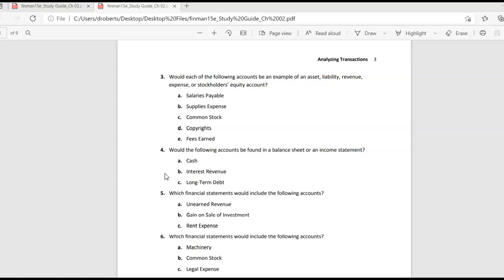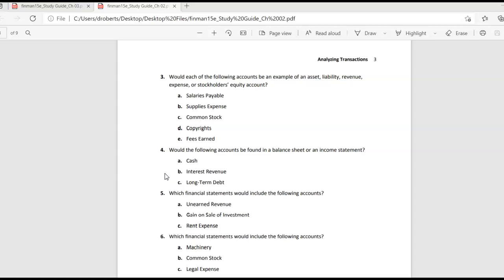So, salary payable, supplies expense, common stock, copyrights, fees earned. Now, if you look at the first one, that's a liability. Why would you know it's a liability? When it says payable, I know I'm going to owe somebody something, in this case, salaries. So A is a liability. Supplies expense, that's going to be an expense, and it's going to be a reduction in equity. Remember, expenses reduce equity. Common stock, that is stockholders' equity.